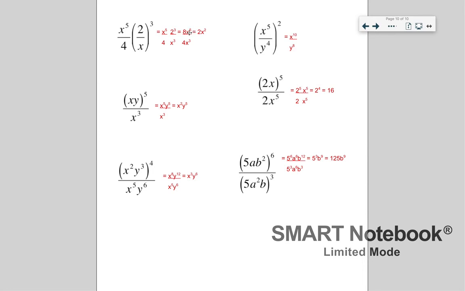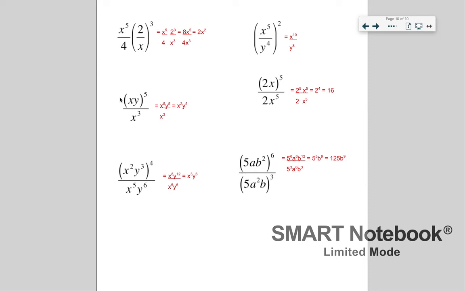And I moved the x to the 5th to the back just to line it up. Again, you don't have to do that. 8 divided by 4 is 2. x to the 5th divided by x to the 3rd is x squared. Okay, over here, you can see that one.